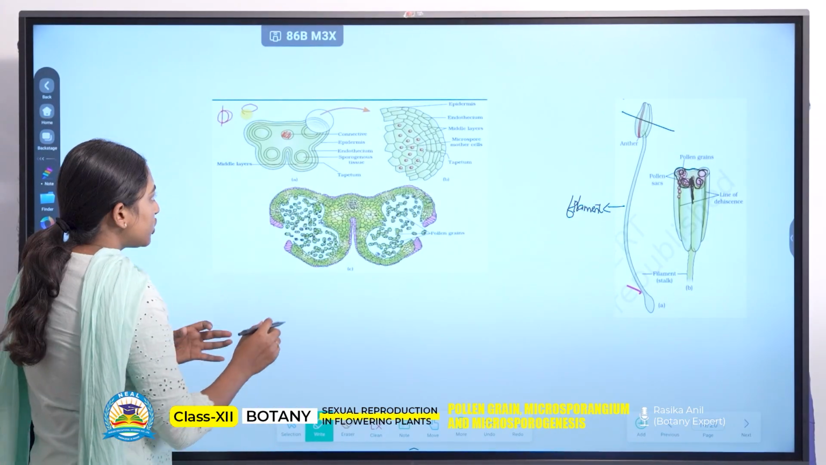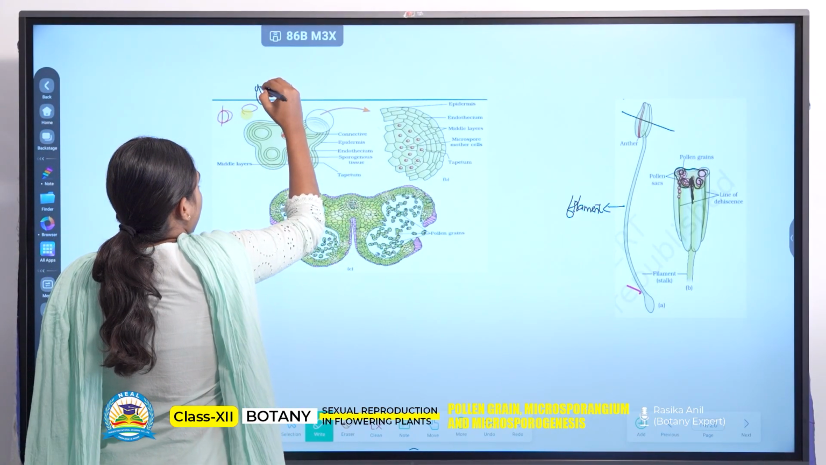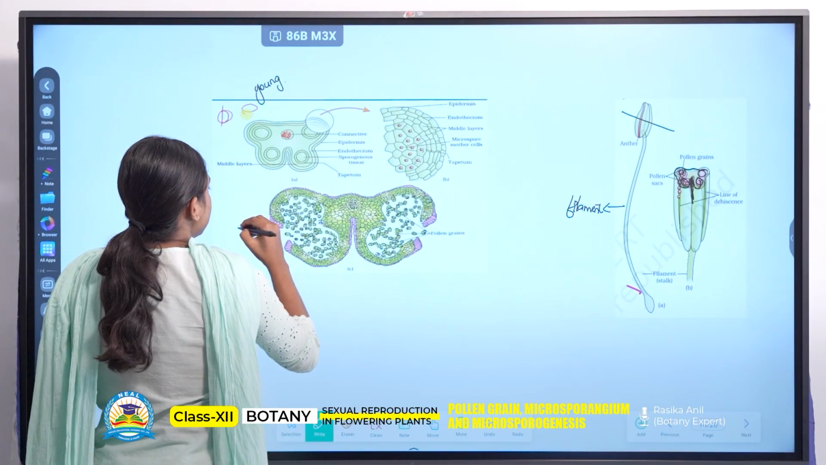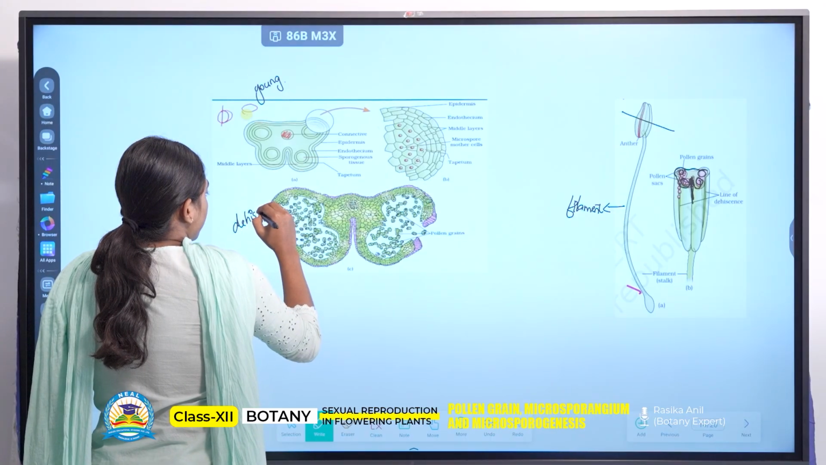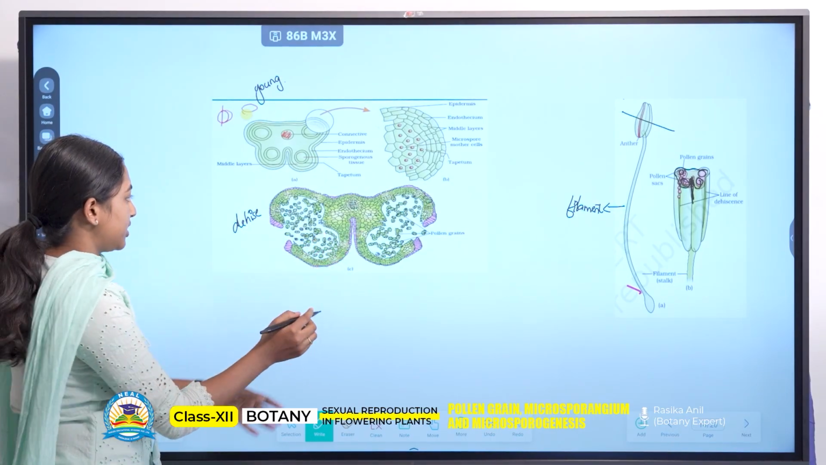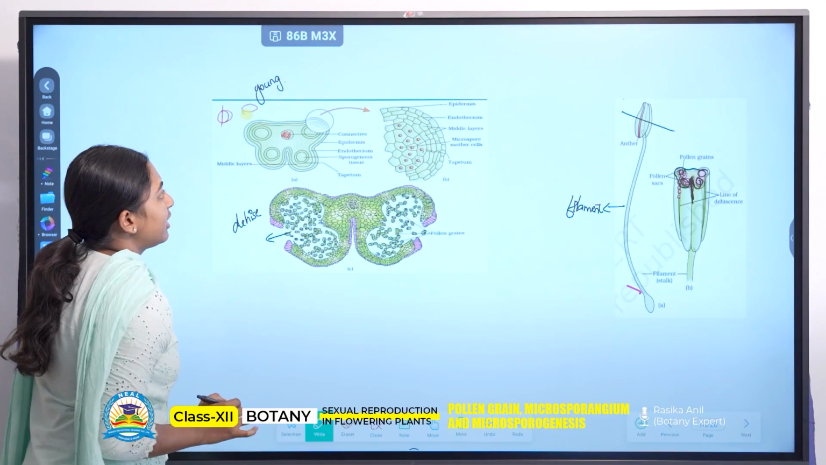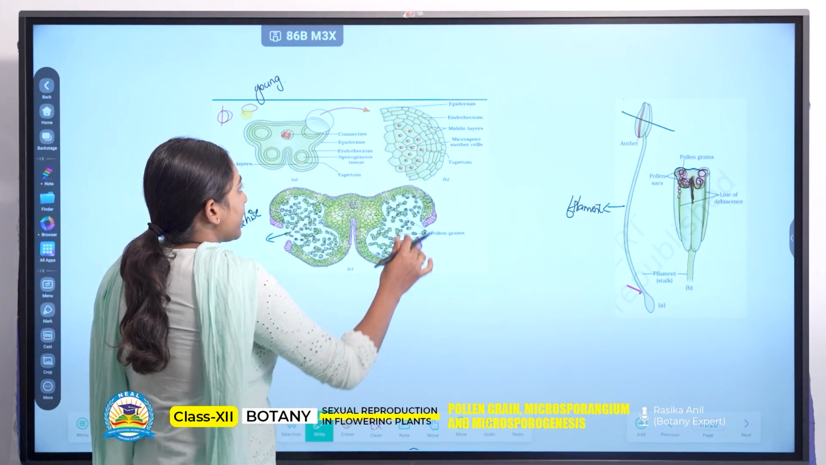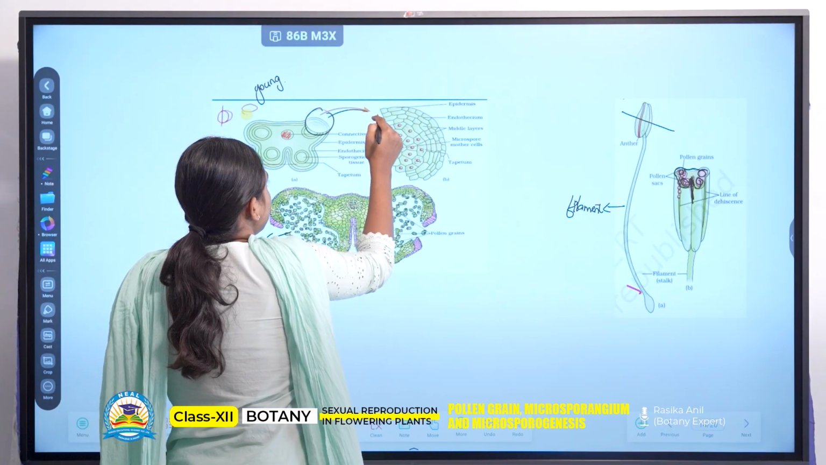Yeah. So this is actually a young microsporangium. This is a microsporangium which has undergone dehiscence, which means it has dispersed. See, you can find a breaking hole here, right? And this one is the enlarged view. This view is this, right?